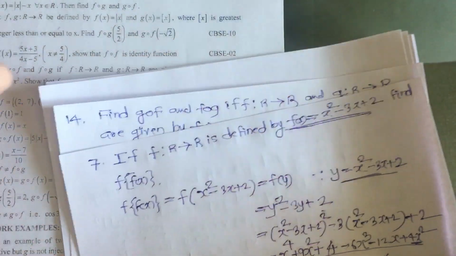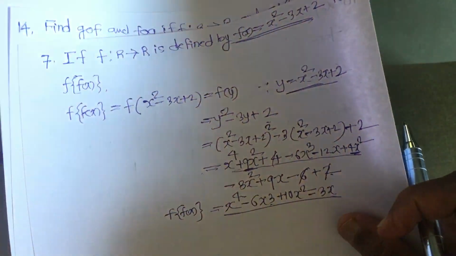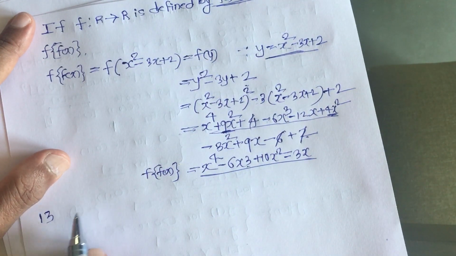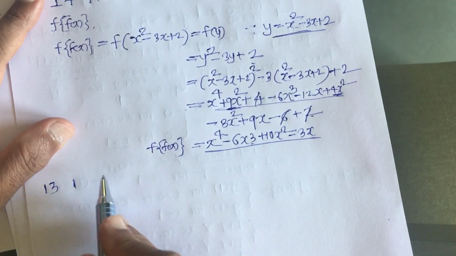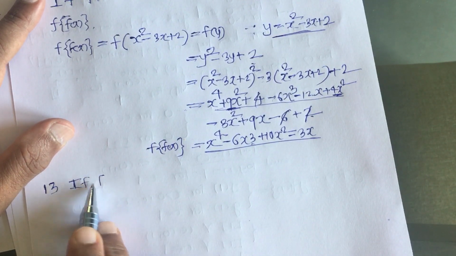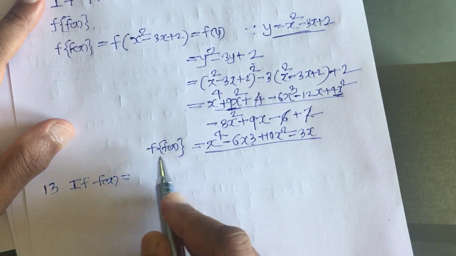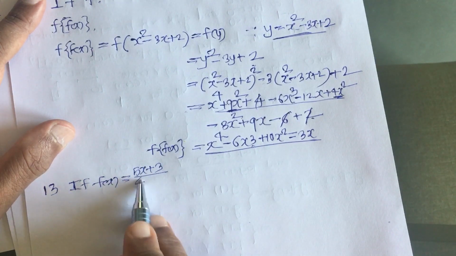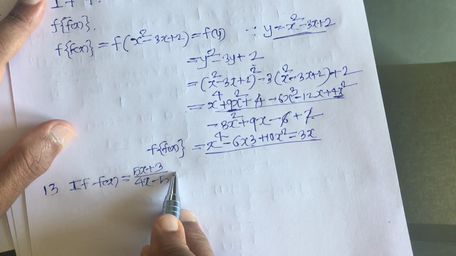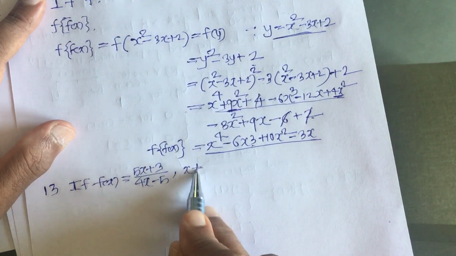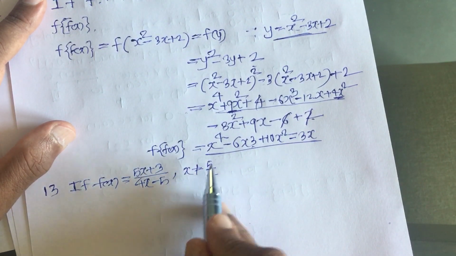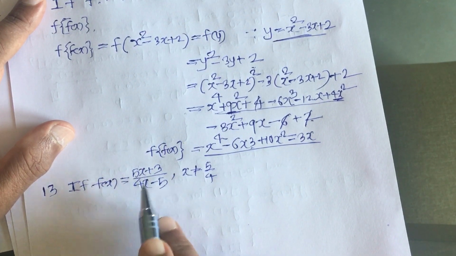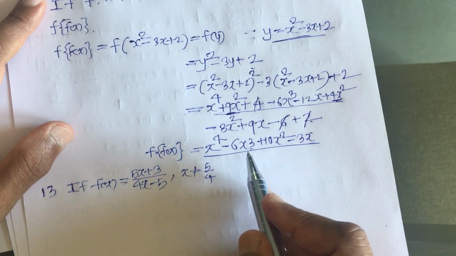Next example, we have completed up to 12. After that, I take this 13th example. If f of x is equal to 5x plus 3 divided by 4x minus 5, and here x is not equal to 5 by 4, because if x is 5 by 4 means 4x equals 5, so 4x minus 5 is 0, means it is not defined. So, x is not equal to 5 by 4.